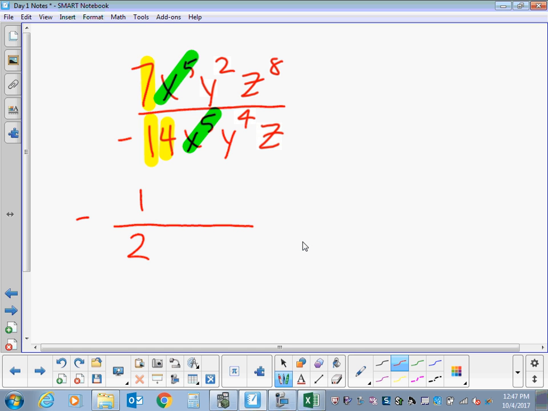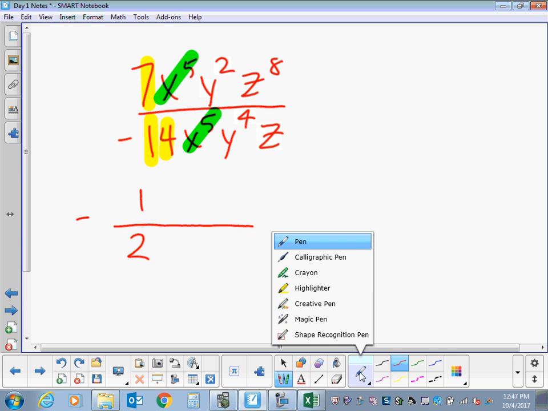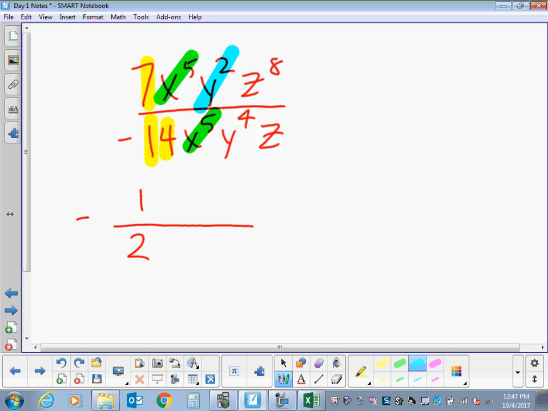They just cancel out. Alright, then I have y to the 2nd divided by y to the 4th. Which one is bigger? Y to the 4th. So what's 4 minus 2? 2. So my y, I'm going to keep it on the bottom. Whichever one is bigger is where it goes. If you wanted to use a negative, you could go 2 minus 4, which is -2, but you can move that negative to the bottom anyway.